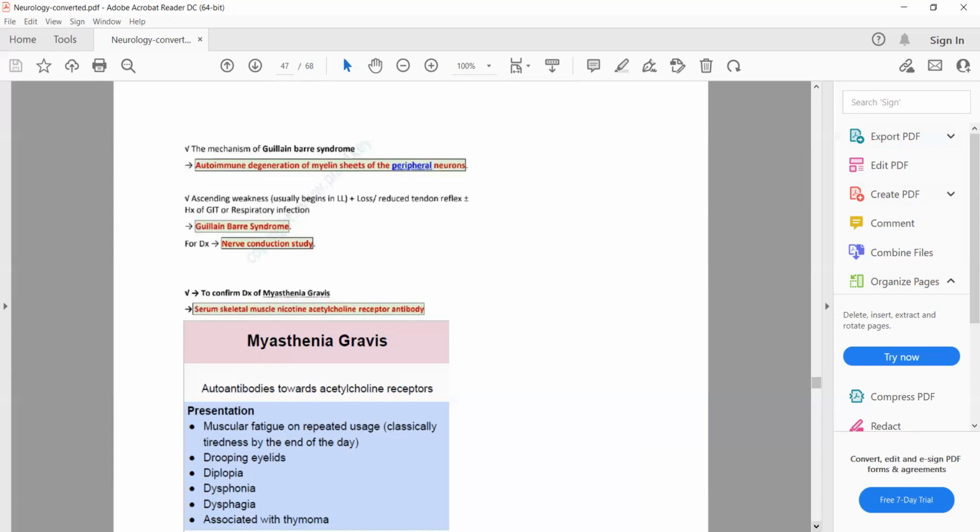But in Myasthenia gravis, autoantibodies are found against these acetylcholine receptors, which are present on the postsynaptic membrane. So these acetylcholine receptors are occupied by these antibodies, and acetylcholine does not combine with these receptors. So that's why Myasthenia gravis leads to muscle weakness.